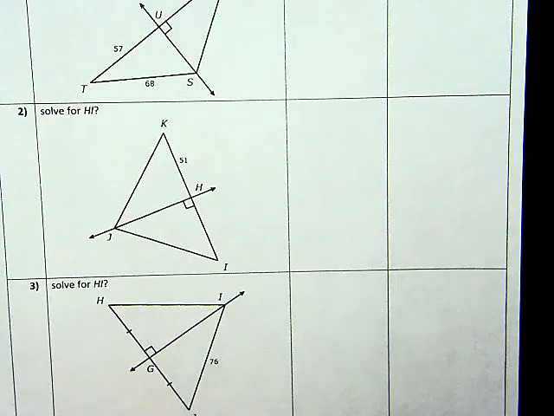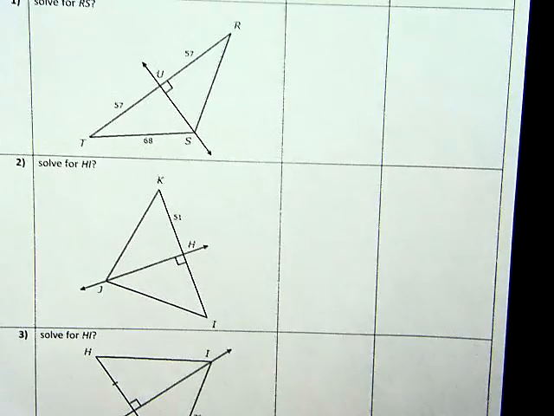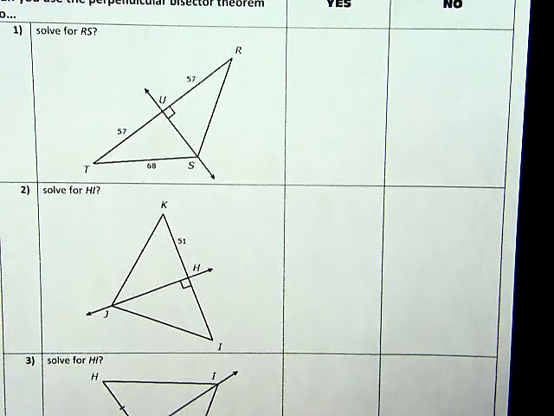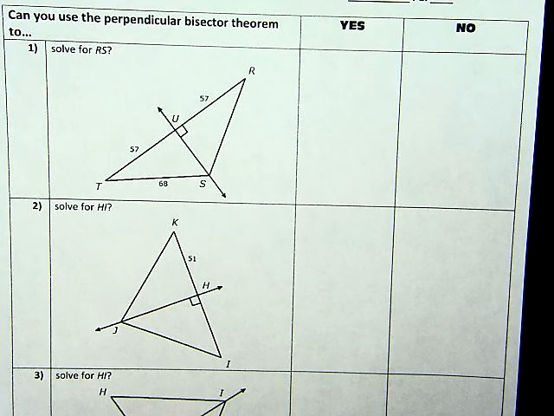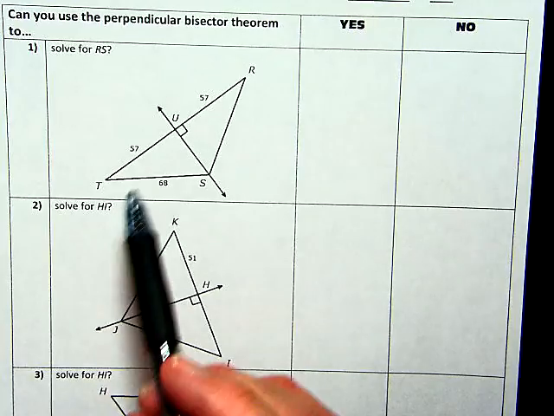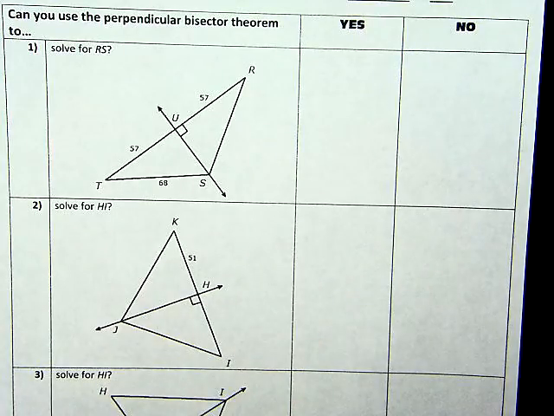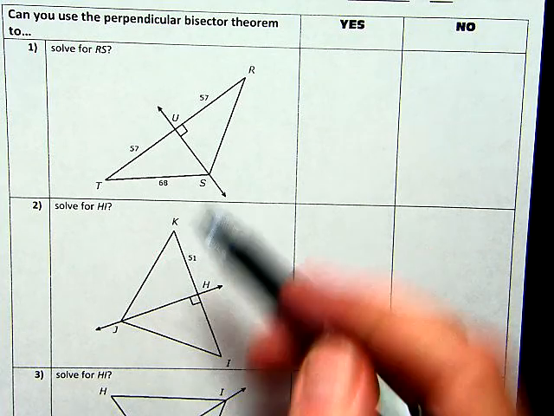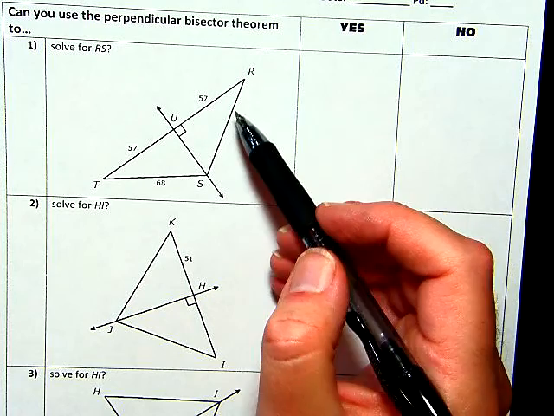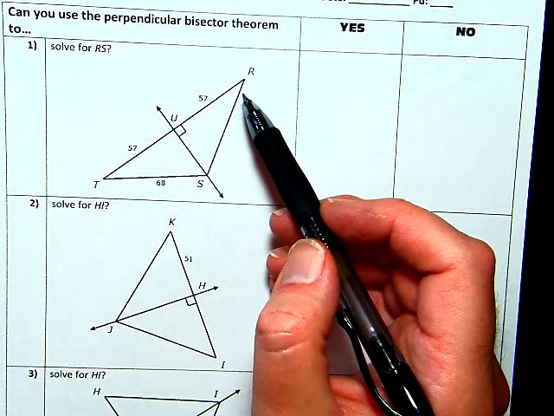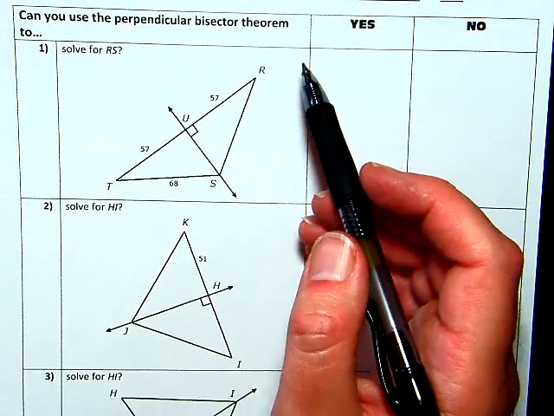So now we're going to take the sheet that you've got, the worksheet, and try to figure out whether we can use the perpendicular bisector theorem to do these various tasks. So the first question asks, can we use the perpendicular bisector theorem to solve for RS? RS is here. So first of all, we have to ask the question, do we have a perpendicular bisector?